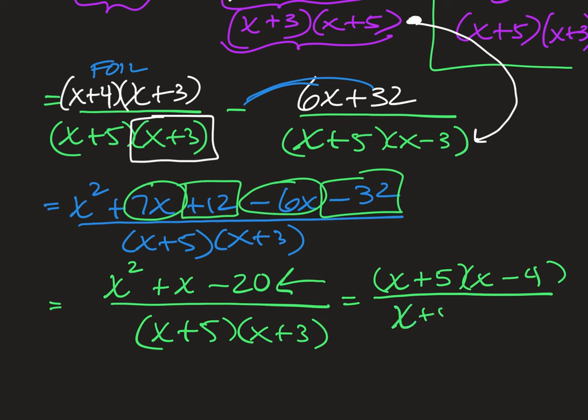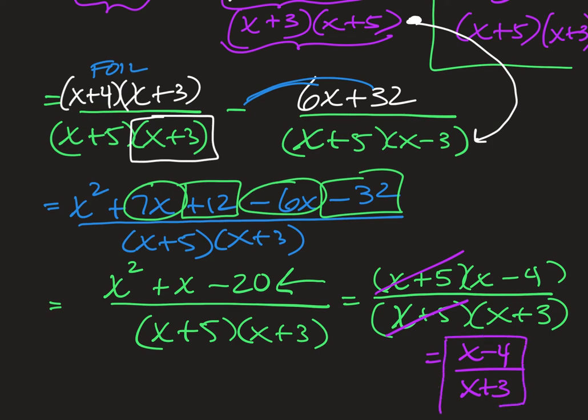And look at that. Lo and behold, something does cancel. We have a common x plus 5, so they're canceling to a 1. And this is what I have left. So that is in lowest form, that simplified expression.